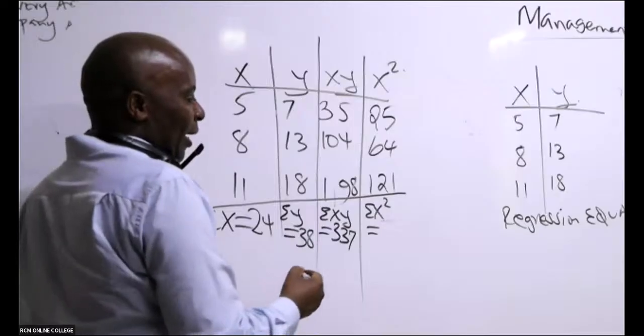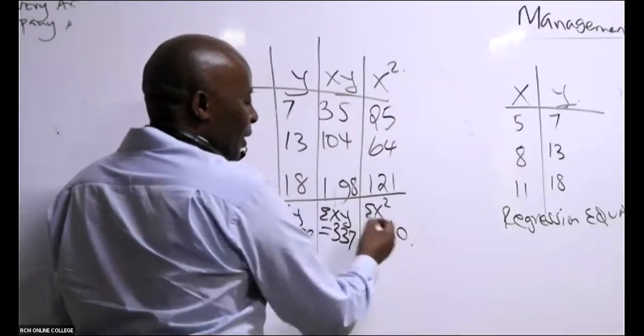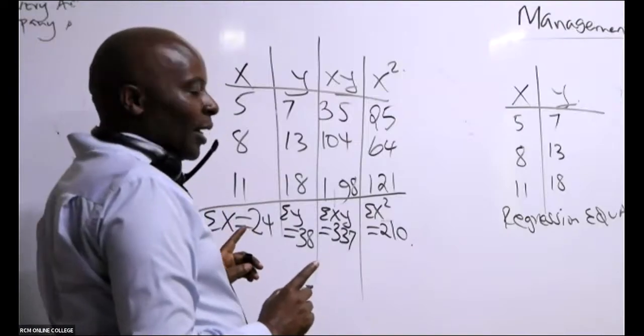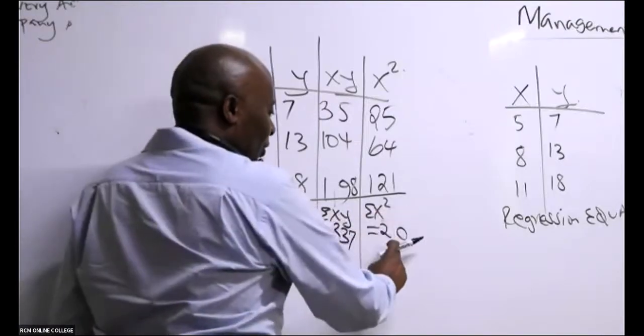Please write those summations like that. Summation of x squared, 210. Please add using your calculator. 210, eh?